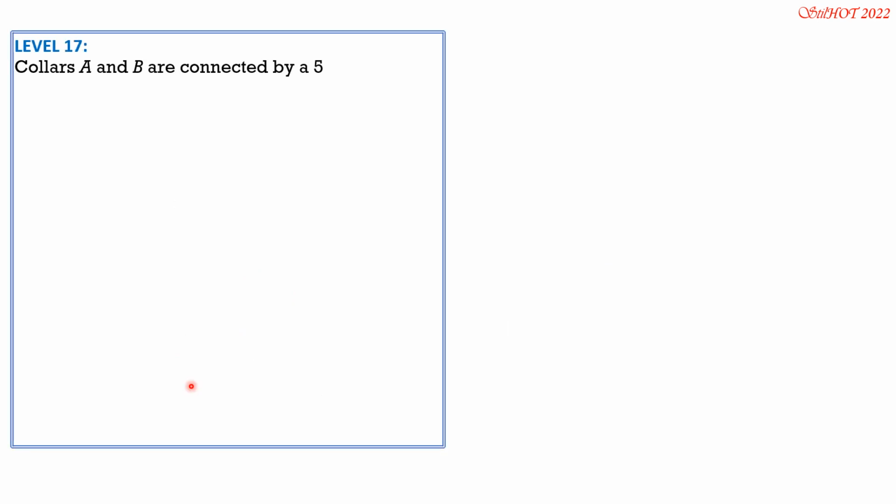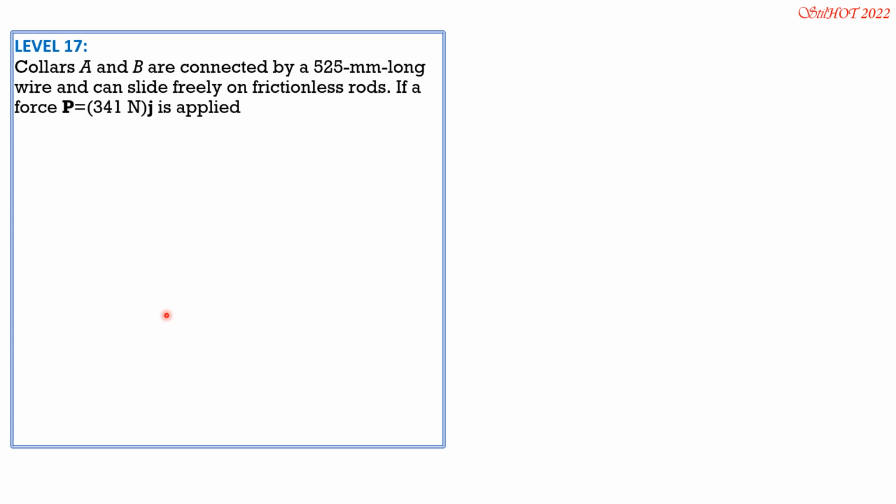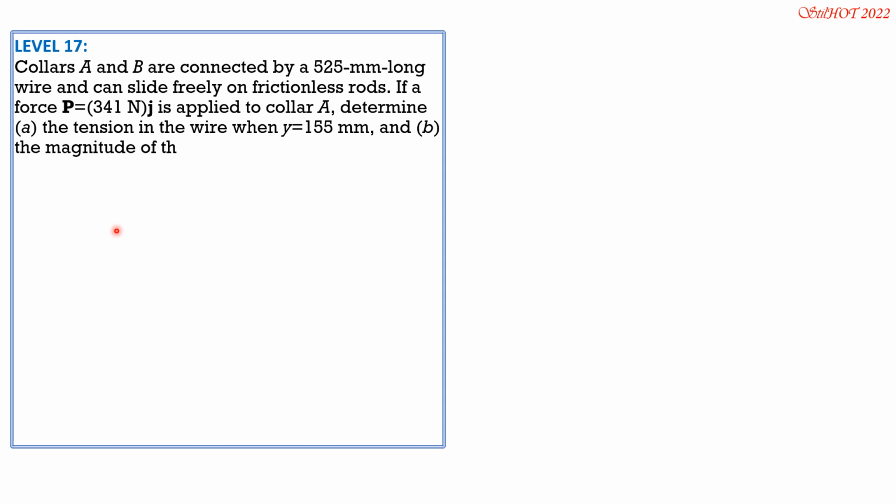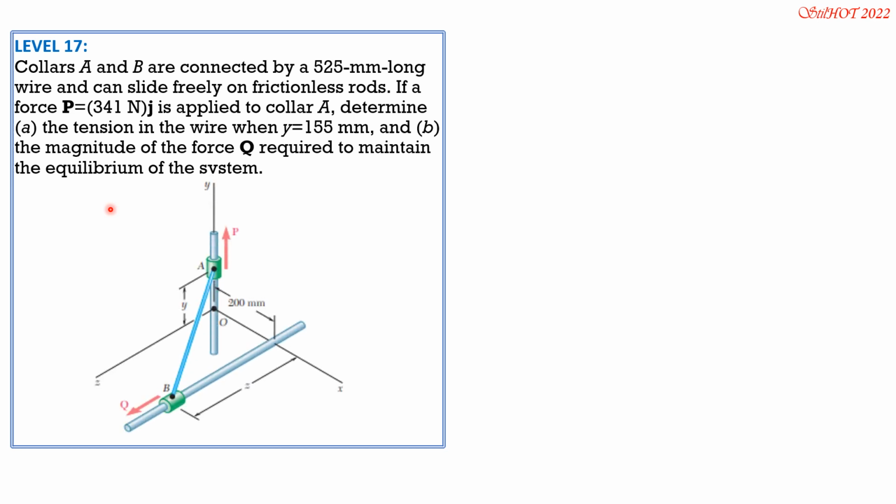Collars A and B are connected by a 525 mm long wire and can slide freely on frictionless rods. If a force P, 341 Newton J, is applied to collar A, determine A, the tension in the wire when Y is 155 mm, and B, the magnitude of the force Q required to maintain the equilibrium of the system. So this is the figure. This is almost similar to the preceding problem.